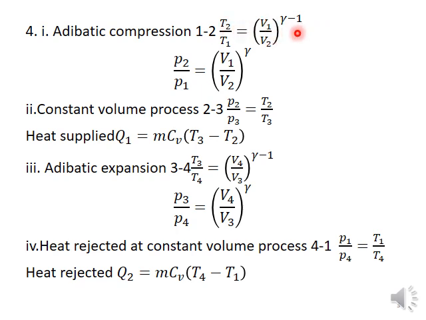For problem solving, we have to calculate the salient features, the temperature, pressure and volume, at each point of the Otto cycle. For the calculations, we use the relations between temperature and volume, and pressure and volume. We already discussed these formulas in the second chapter on thermodynamic processes, under the adiabatic process. Once again I am writing here, T2 by T1 is equal to (V1 by V2) whole power gamma minus 1, or P2 by P1 is equal to (V1 by V2) whole power gamma. So this is the 1 to 2 adiabatic process.